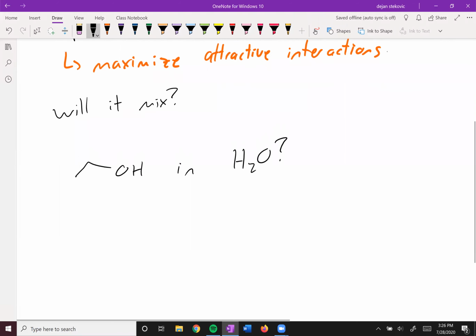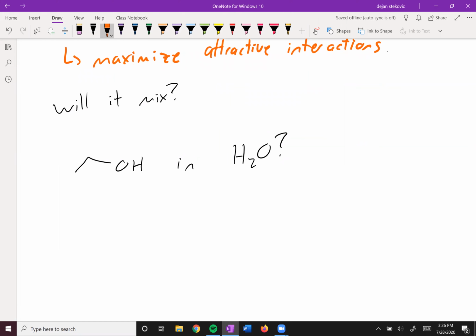What you want to look at is what this molecule is. This is ethanol: 2 carbons, oxygen, and then the hydrogen. You can tell this molecule is polar and it has H bonding as well. Water, on the other hand, is also polar and has H bonding as well. So they're very similar to one another, they're like each other. And so, yes, they will dissolve or mix.